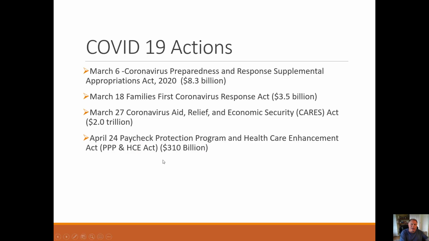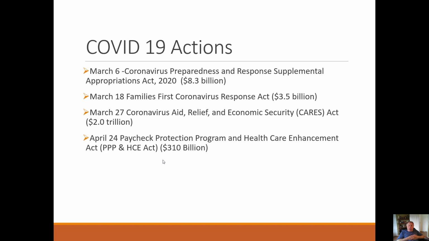From COVID-19 actions, this has moved quicker than ever before. Started on March 6th with the Coronavirus preparedness and response, $8.3 billion. This was pretty much dedicated to the healthcare side of research, of getting PPE, personal protection equipment, and helping get ready, $8.3 billion.